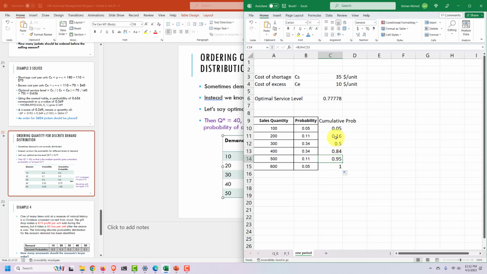If you do it correctly, you should always end up with 1 in the last row. And for the first row, the probability and the cumulative probability should always be equal. And the last row, the cumulative probability should always add up to 1. That tells you did it correctly.